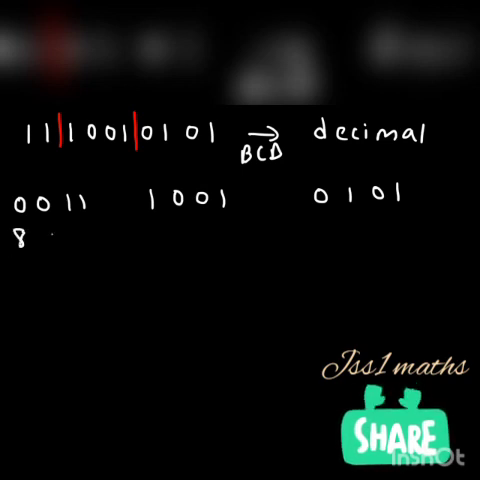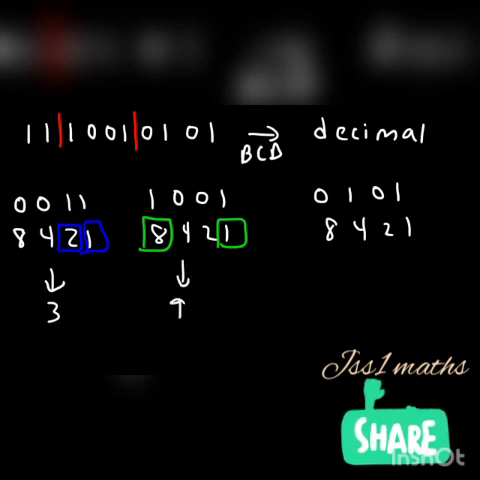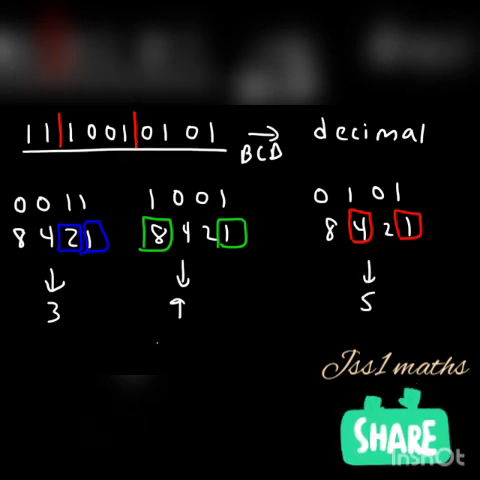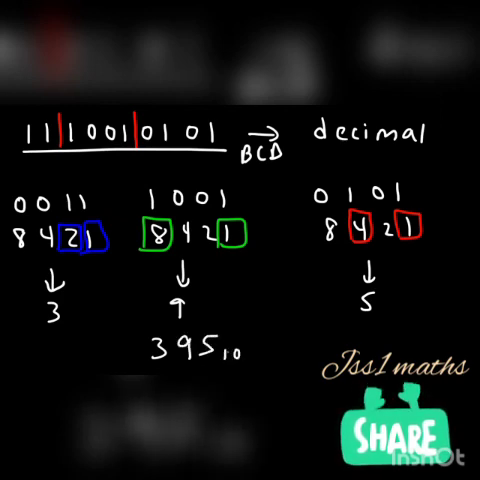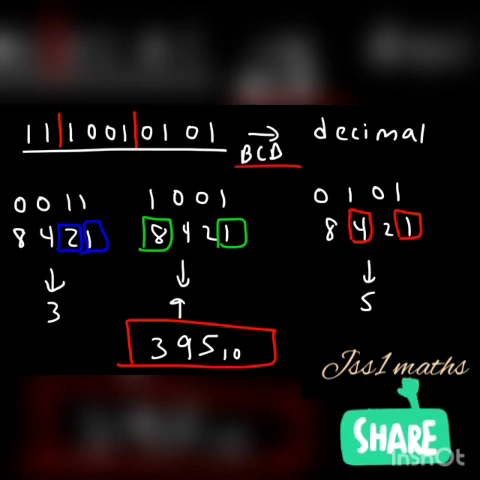So let's write the numbers 8, 4, 2, 1 under each group of 4 binary numbers. Now on the left, we have a 1 associated with a 2 and a 1. So 2 plus 1 is 3. In the middle, we have a 1 associated with the 8 and a 1. 8 plus 1 is 9. And on the far right, we have a 1 next to the 4 and a 1. 4 plus 1 is 5. So this binary coded decimal is equivalent to 395 in the decimal system. So that's how we can go from BCD to decimal.